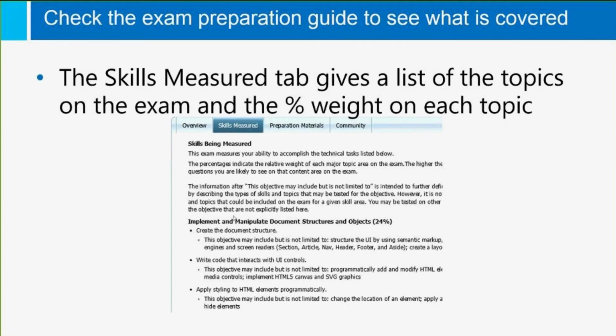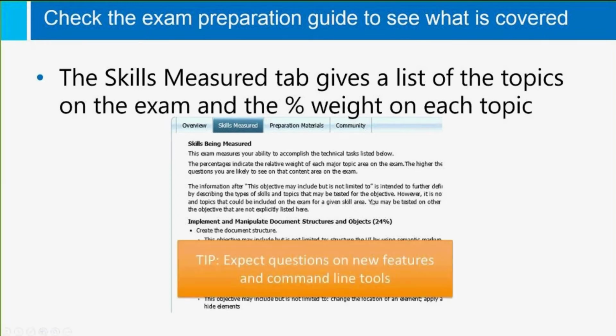Because what you'll notice is you'll go down the list and say, yeah, I know that, I work with that all the time. Yeah, I know that. And then you'll get to something and go, oh, I've never even touched that feature. Bingo. You've just found one of the gaps. That's the reason we go to the Skills Measured tab, to find out what we don't know.